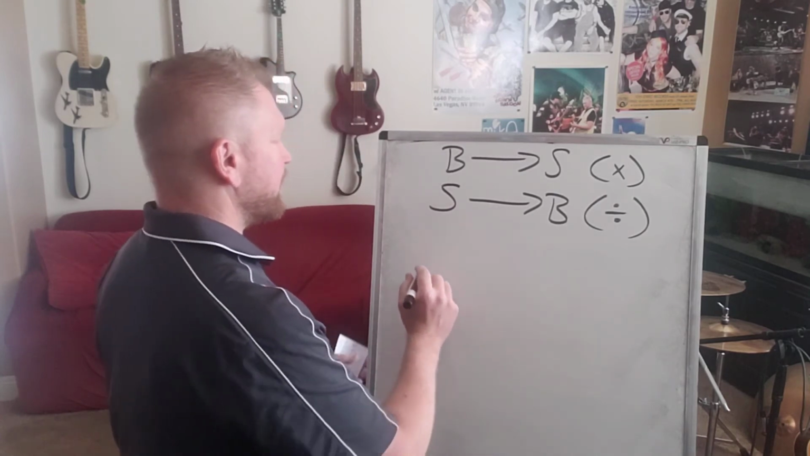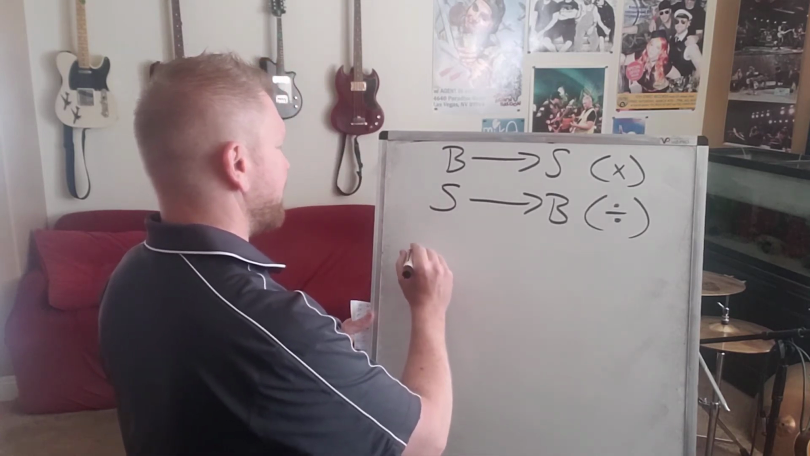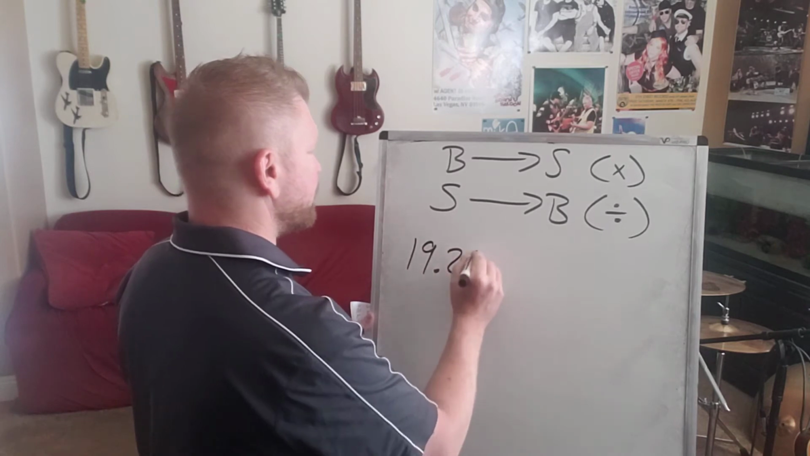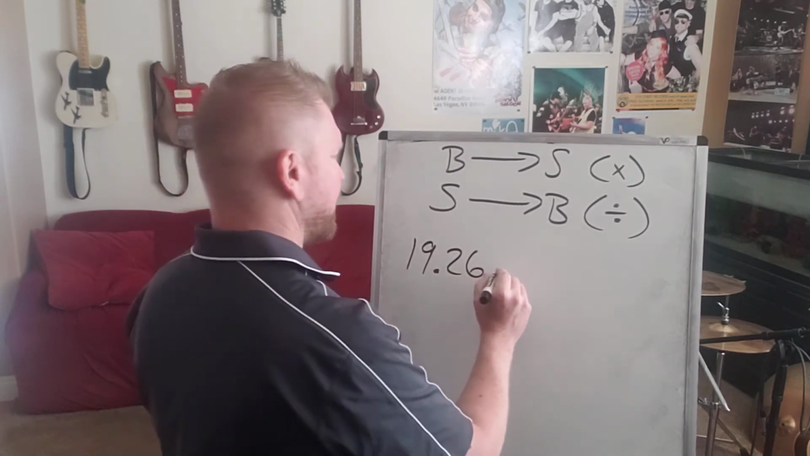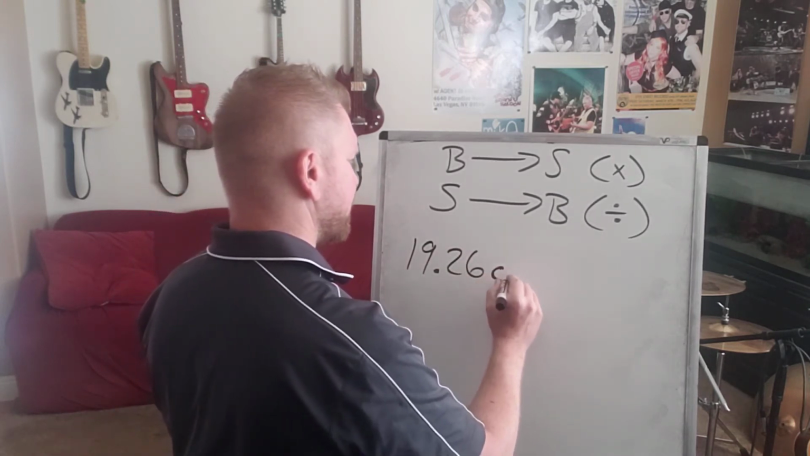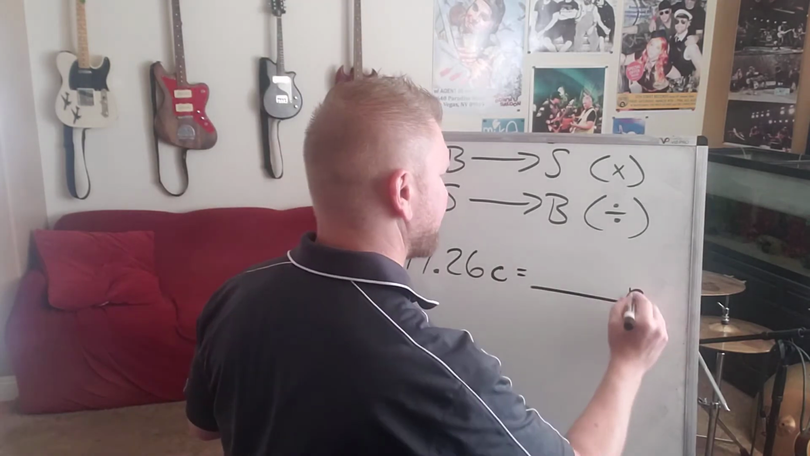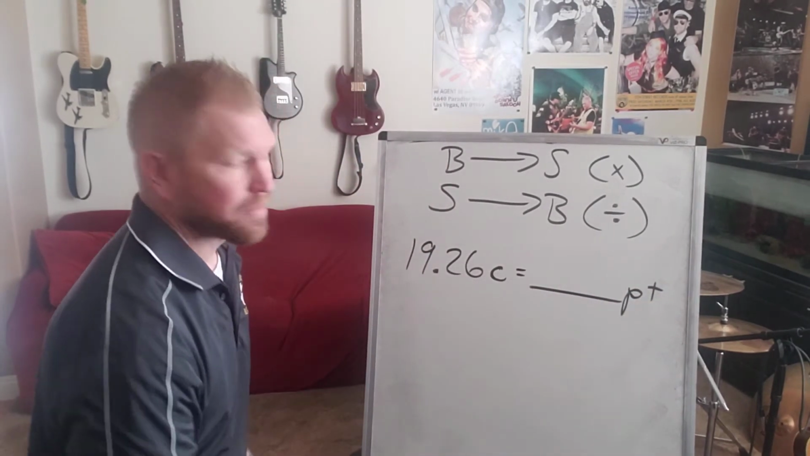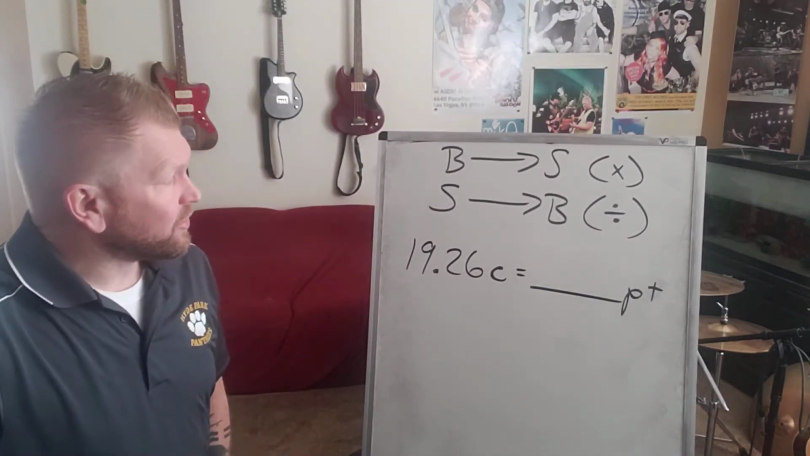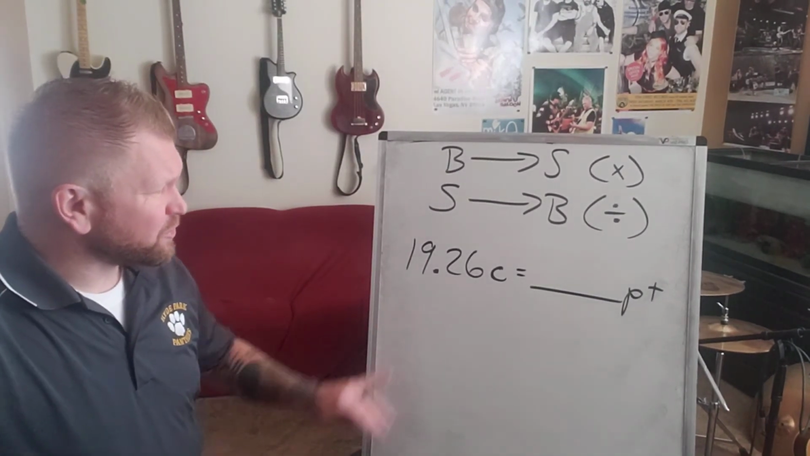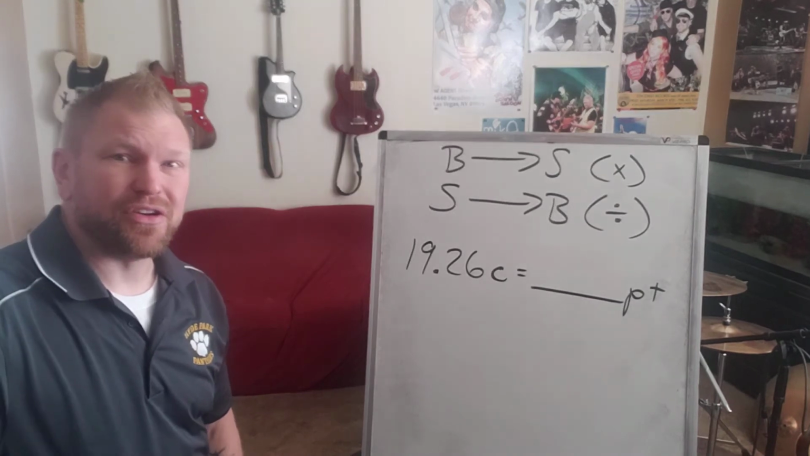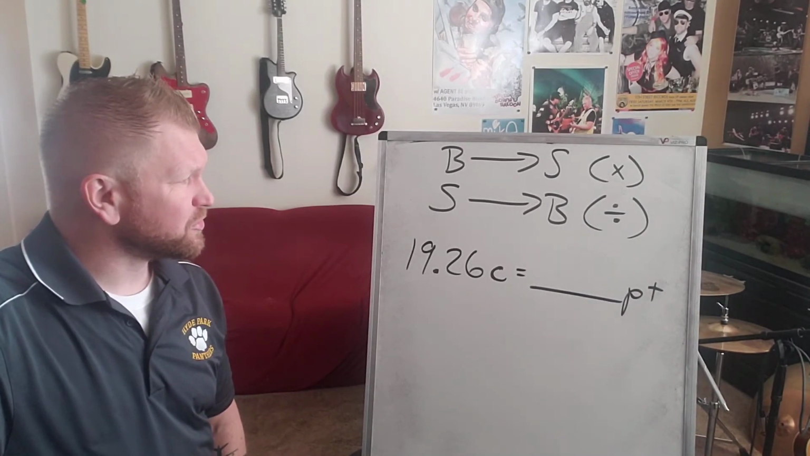All right, so let's say we have something like this. 19.26 cups is equal to how many pints? All right, so in the quiz, they give you questions like this with decimals in it. So you could use a calculator in the quiz to make these decimals a little bit easier.